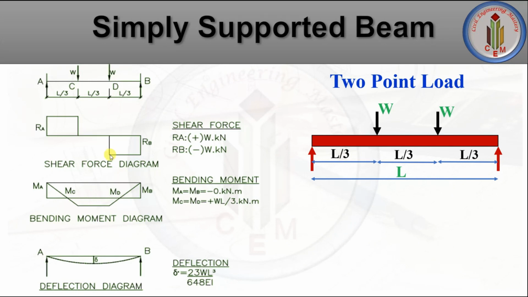and then again downward and then no load, and again it is upward. So here it is positive and this is negative. RB is negative. RA is positive W kilonewton, RB is negative W kilonewton.